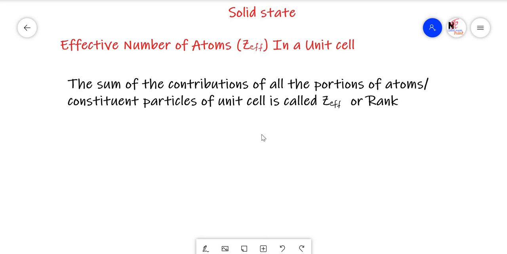But whenever the crystal is made up of many unit cells, the atoms or particles present in the unit cell are automatically shared with the other unit cells of the crystal. So in such cases, we need to find out how many atoms actually belong to a particular unit cell. Types of unit cells we have discussed in the previous session. I will give the link in the description box. You can follow it. So in today's session, we shall discuss the effective number of atoms and how to calculate this.